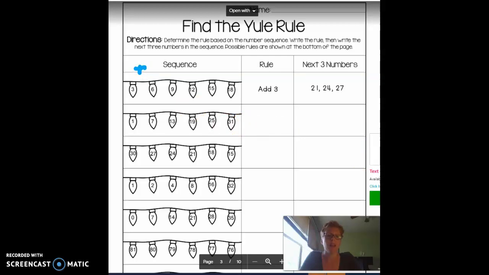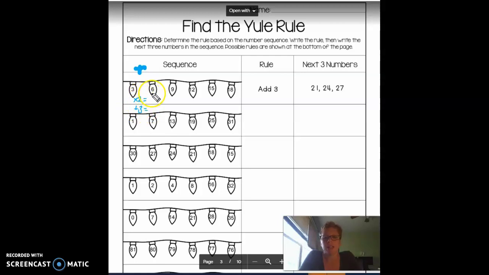And then the two possible ways that our numbers could get larger would be with addition or multiplication. So let me ask myself, for me to get from 3 to 6, can I multiply 3 by anything? I can multiply 3 by 2. So 3 times 2 equals 6. And then I can also add 3. So I'm going to put plus 3. So these are our two possible rules. I can multiply by 2 or I can add 3.